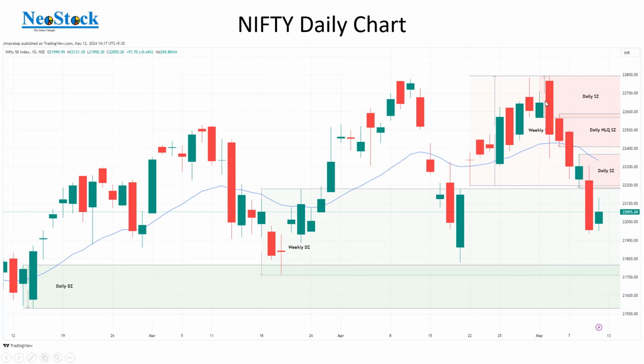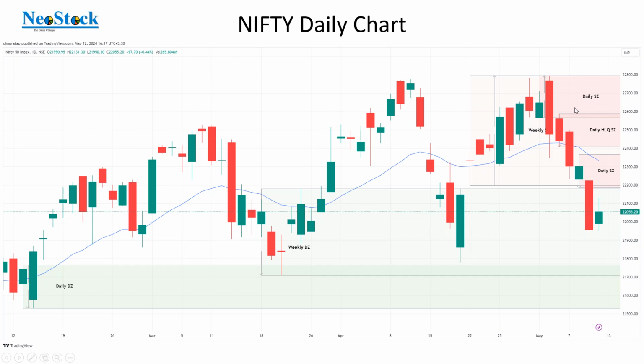See the supply zone, the first supply zone. Rally to base candles and drop. This is the daily supply zone. And drop, base, drop. This is a daily high liquidity supply zone. This high liquidity supply zone is overlapped with the daily supply zone.